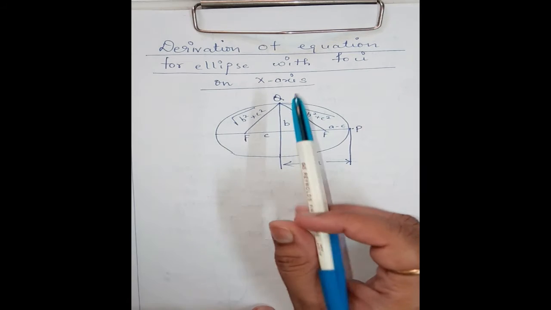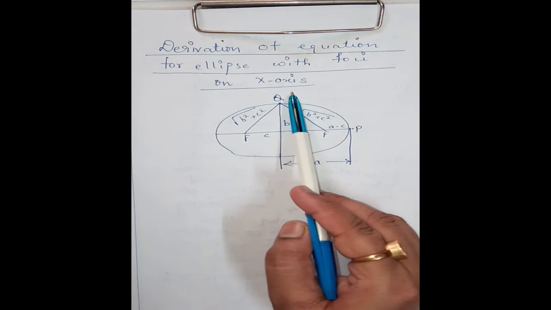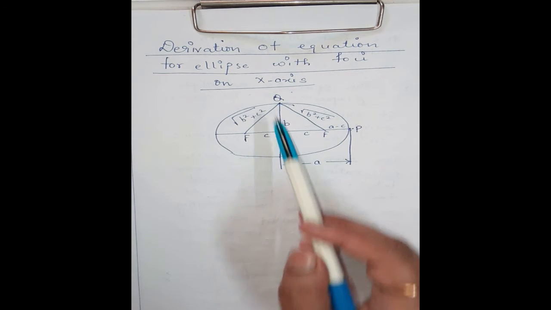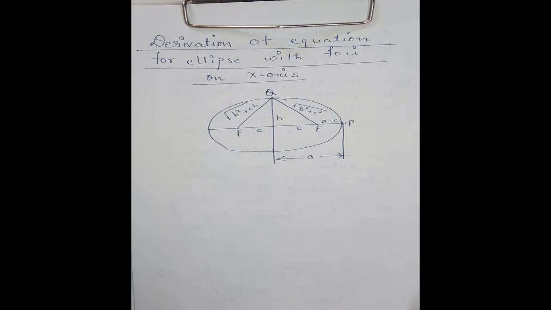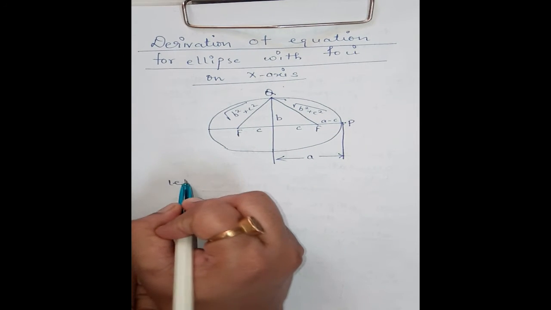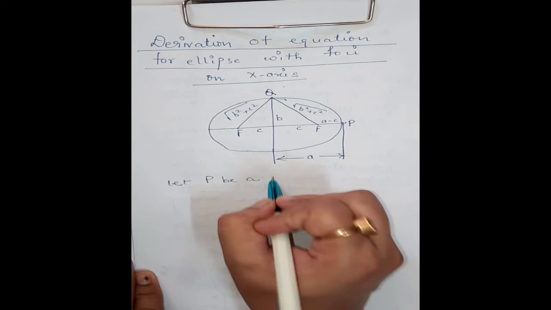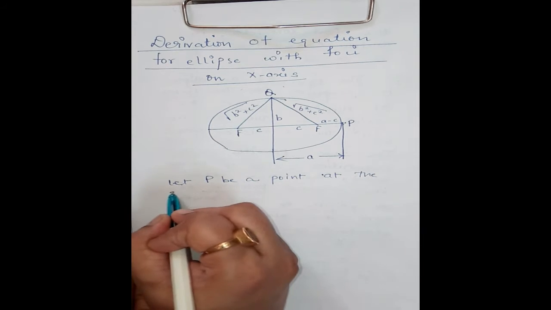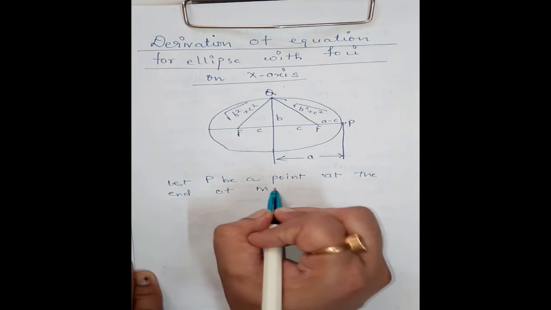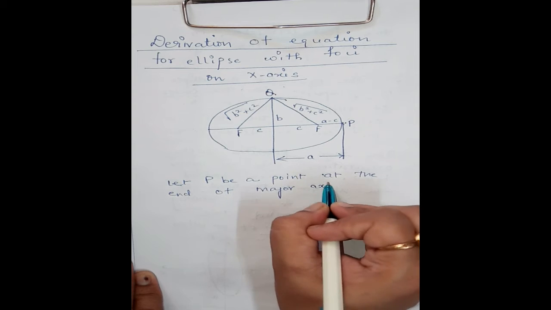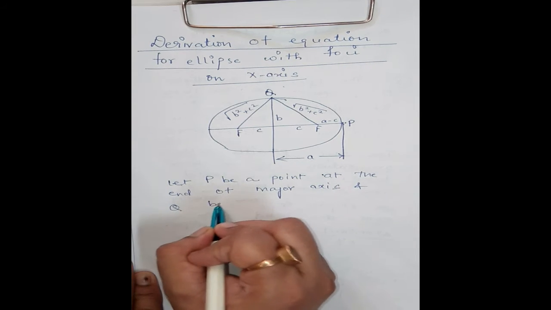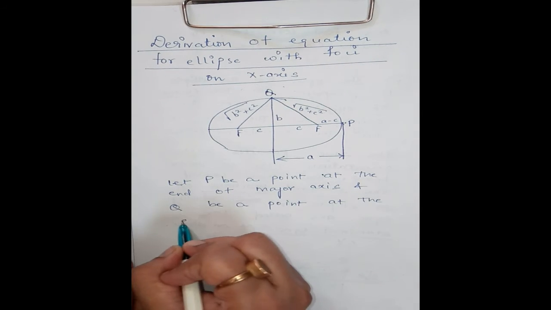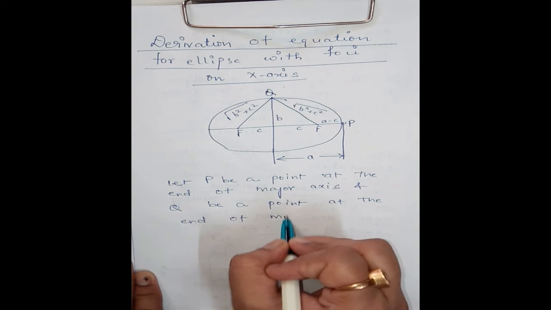Let us now derive the equation of the ellipse with foci on the x-axis. Now let P be a point at the end of the major axis and Q be a point at the end of the minor axis. Let us write this. Let P be a point at the end of the major axis and Q be a point at the end of the minor axis.